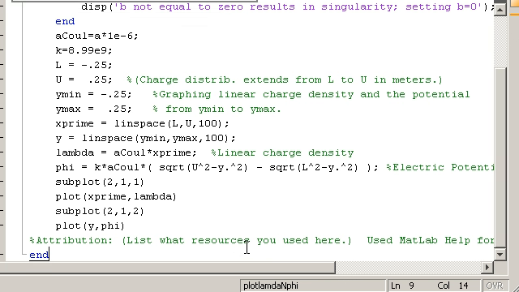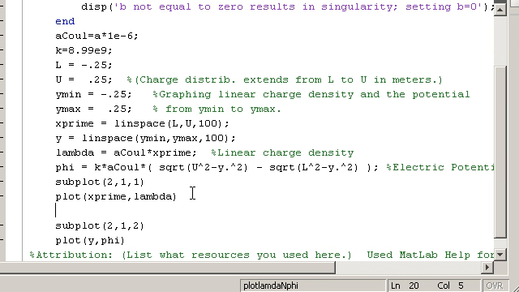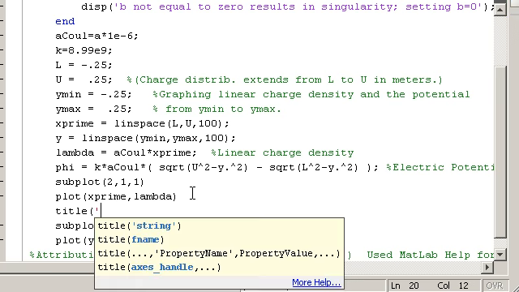And then make sure you add your attribution. Now we got a title. Remember, title has got to be lowercase, as does X label and Y label. So I think I want to title that linear charge density versus position.